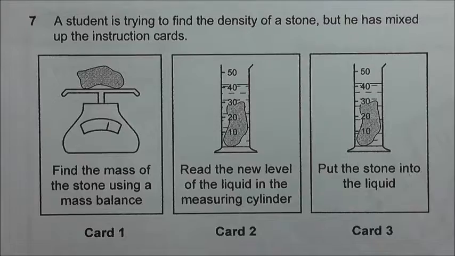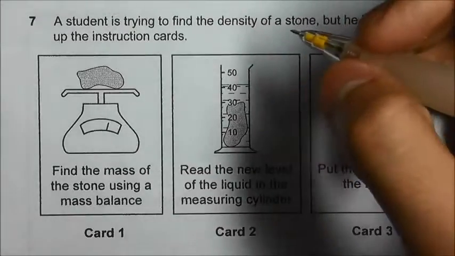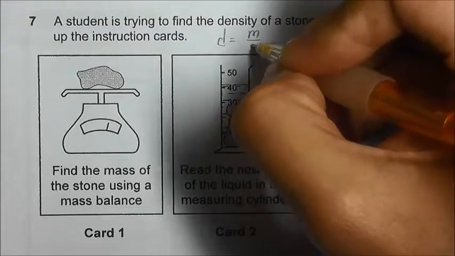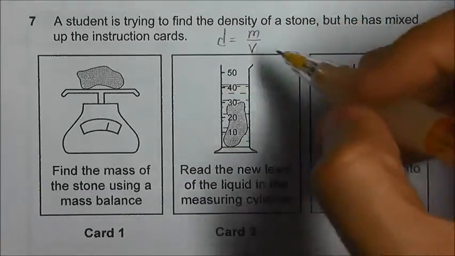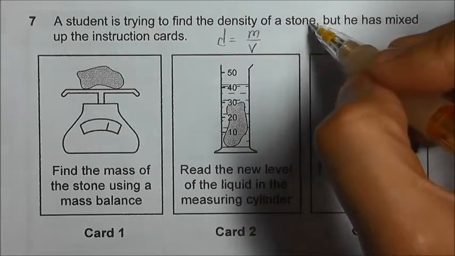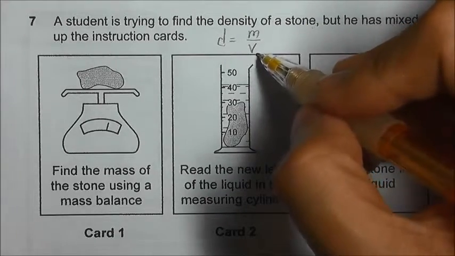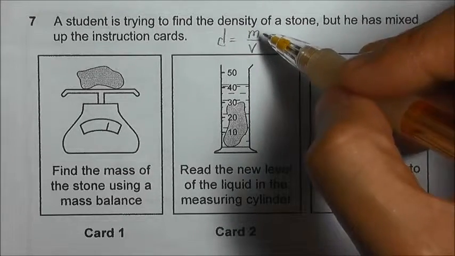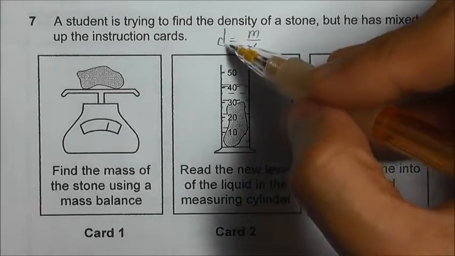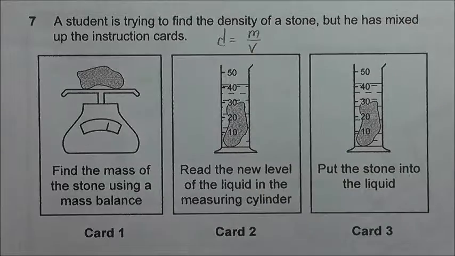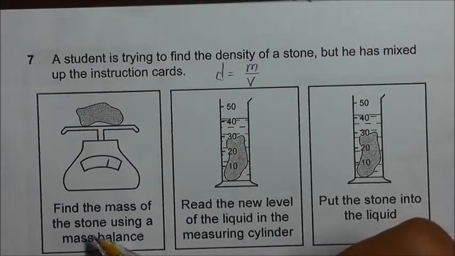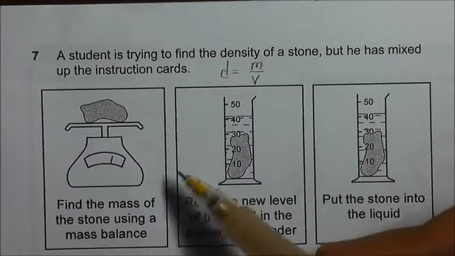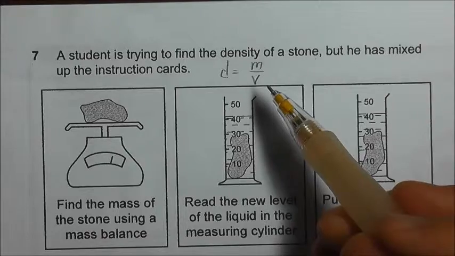To find the density of an object, we have to use the formula density is equal to the mass over volume. So the first step is to find the mass of the stone, followed by the volume of the stone. Then the last step, we can take the mass divided by the volume to find the density. So in this case, the first step, it should be cut 1. Find the mass of the stone using a mass balance. After that, we move on to finding the volume of the stone.